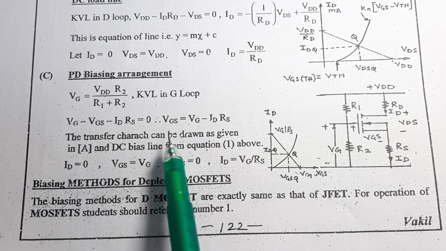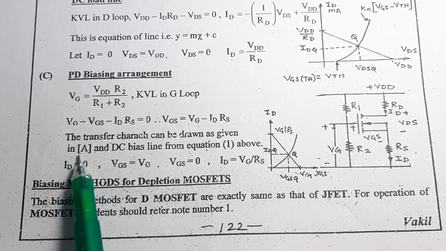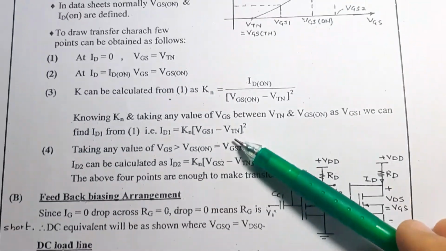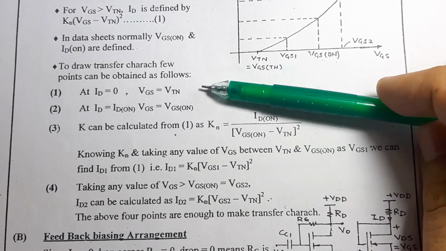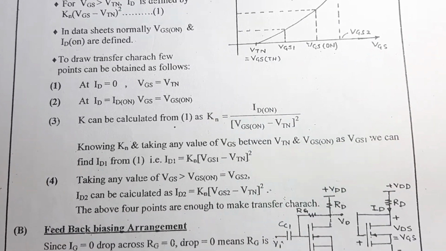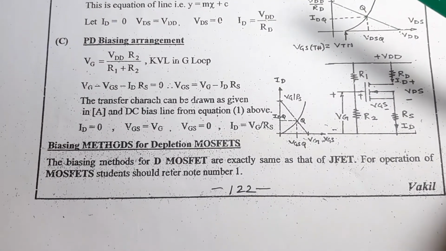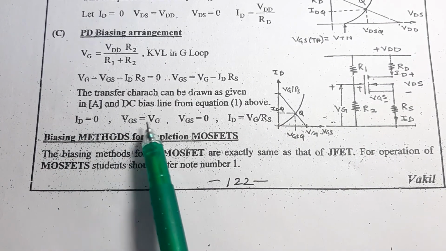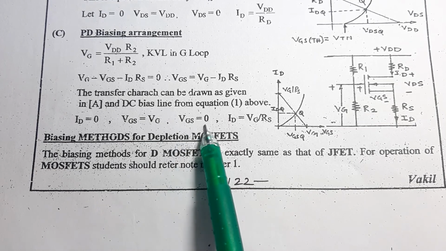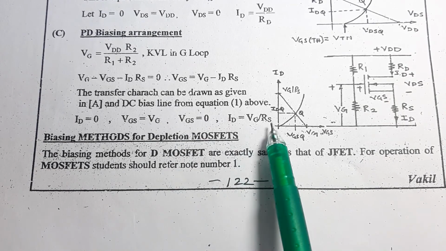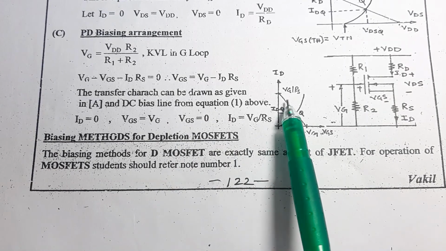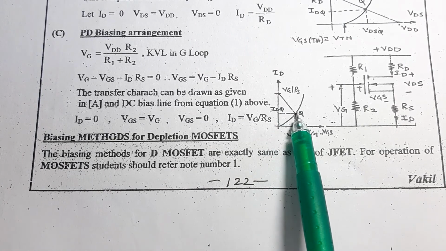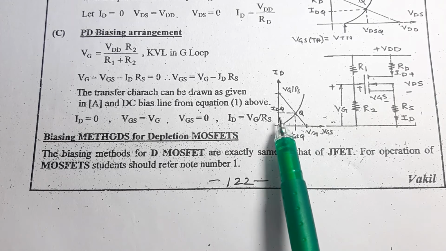Now the transfer characteristic can be drawn as given in part A, the one we had discussed above, using these 4 points. So your final equation is that when ID is 0, VGS equals VG, and when VGS equals 0, ID is VG by RS over here. This is the output characteristic with the Q point and the DC load line in case of a PD biasing arrangement.